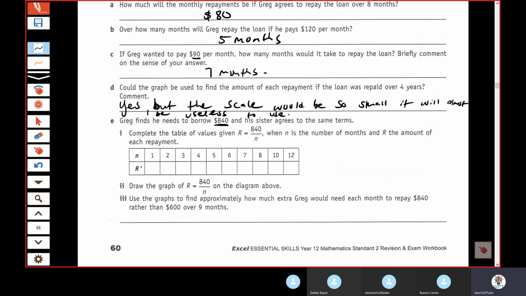840. All right, so again, you're just going to sub in n equals 1. 840 over 1 is 840. 840 over 2, 420, and then so on. I'm just going to quickly do that. 280. Let me know if you guys disagree with anything. 168. 140.